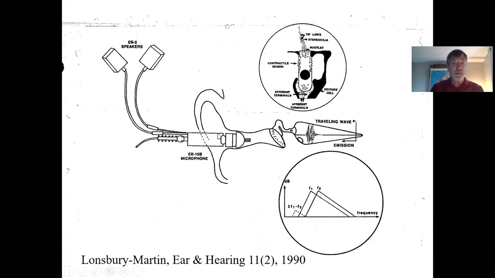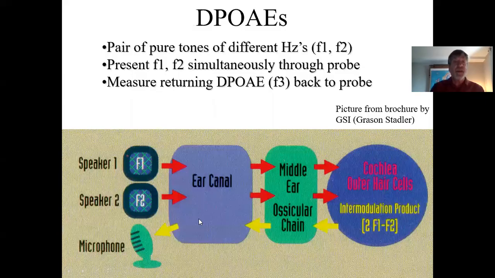Otoacoustic emissions. Here's a probe stuck in someone's ear. You're delivering sounds to the eardrum, and a backward traveling wave is created. You put two frequencies close together in the ear. We don't need to go into any detail here. I'm just telling you in general. Distortion product otoacoustic emissions. Tone 1 and tone 2 separated by a certain ratio. We won't get into it today.